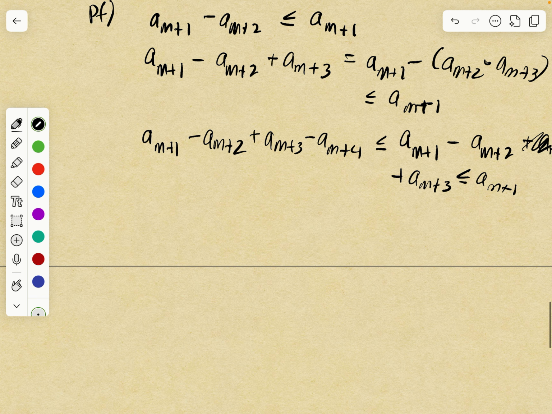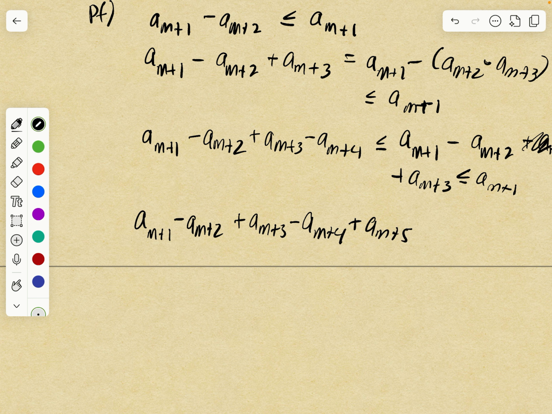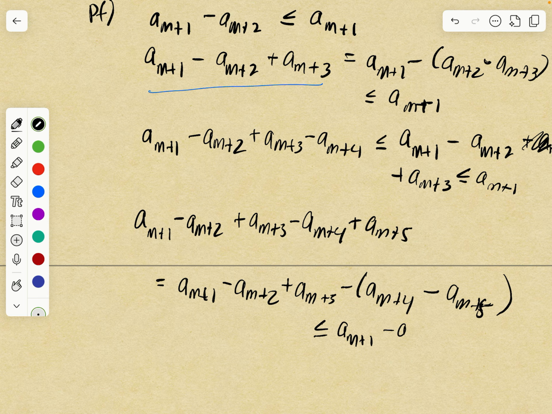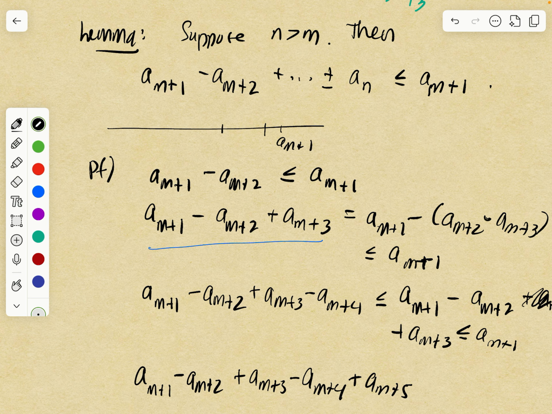So, and then what happens if we keep going? A sub m plus 1 minus a sub m plus 2 plus a sub m plus 3 minus a sub m plus 4 plus a sub m plus 5. Well, we can compare this to the previous sum here, because this is going to be equal to a sub m plus 1 minus a sub m plus 2 plus a sub m plus 3 minus parentheses a sub m plus 4 minus a sub m plus 5, right? And so if you keep going, you can see that this is going to be less than or equal to a sub m plus 1 minus a sub m plus 2 plus a sub m plus 3, and then we showed already that this is less than or equal to a sub m plus 1, and so on. So that's the proof. If you wanted to be super rigorous, you could prove it by induction, but yeah. Okay? I mean, it proves something that's pretty obvious. Anyway.